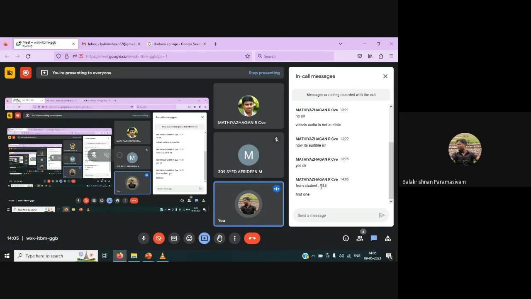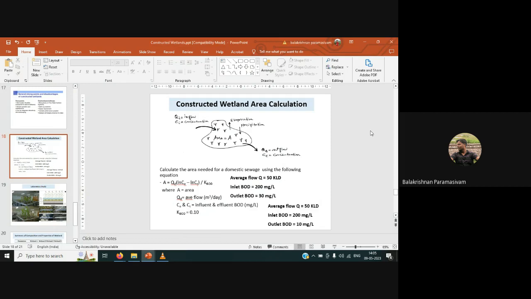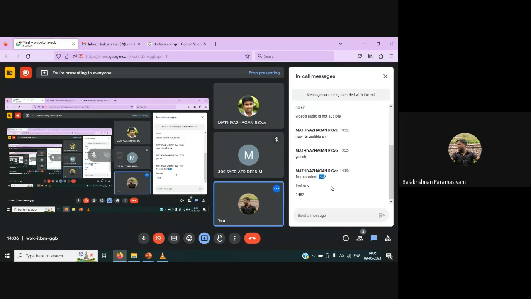So 948, okay, from one. Okay, second one. Okay. So 948, the unit is meter square. So the first one, if you look, 948 meter square area is required.